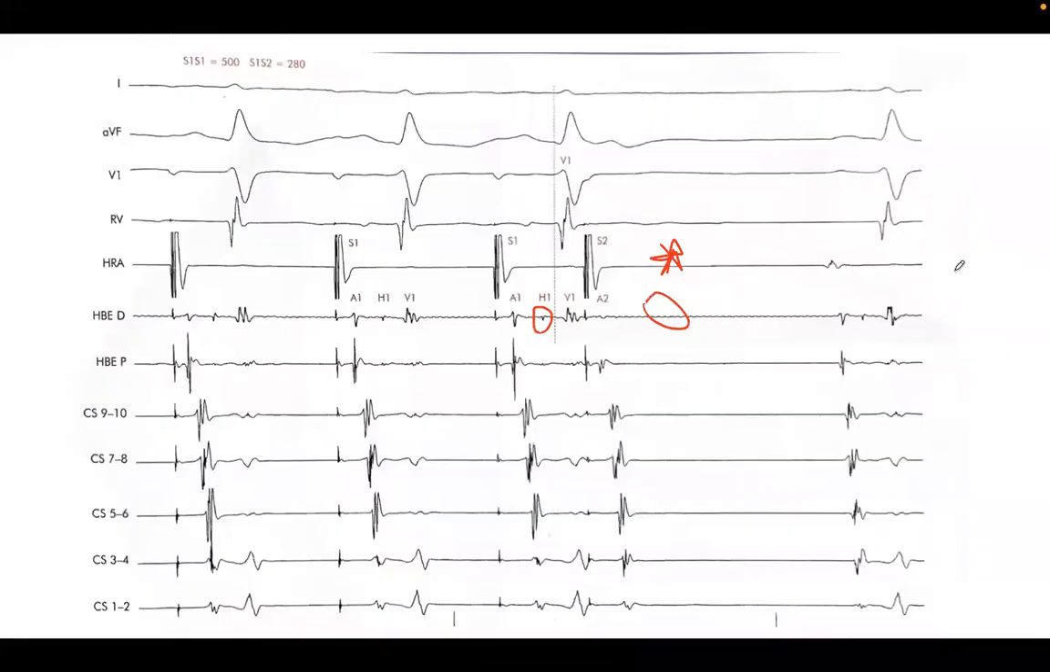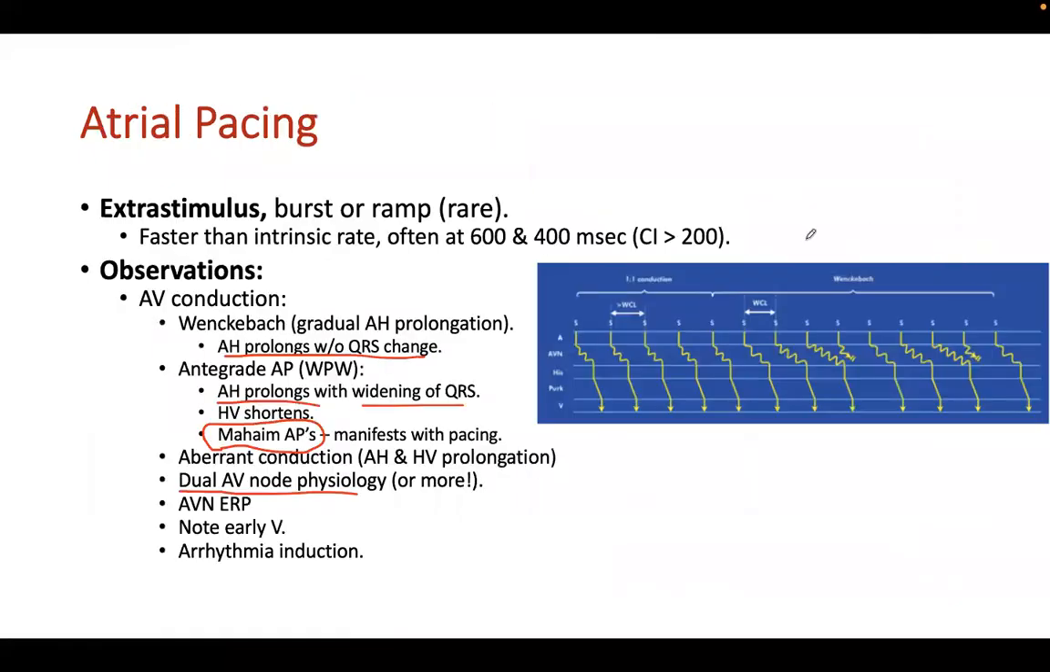Again, normally the AH prolongs without QRS change if there is no accessory pathway. If AH prolongs with widening of the QRS and HV shortening, this is evidence of accessory pathway. This is the definition of accessory pathway. And Mahaim accessory pathways are pathways that only manifest such features when you pace very fast, because they are very slowly conducting.